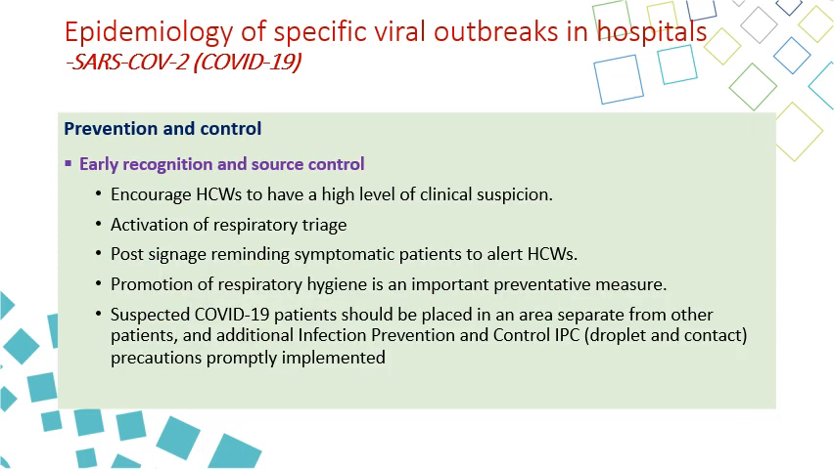So the first one, early recognition and source control. As long as you detect the cases early, you will be able to isolate them and prevent more exposure. So you encourage healthcare workers to have a high level of clinical suspicion. Even gastrointestinal symptoms can be COVID. So they have to be aware of different symptoms, even rare symptoms that are suspected to be COVID.